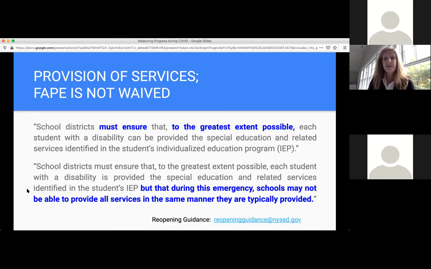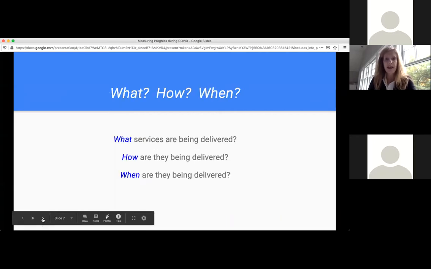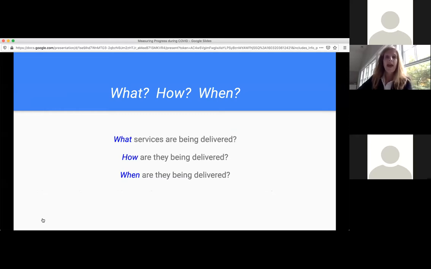So even though this is a time of an emergency, schools still have to provide that special education and related services. It's just not going to be in the same manner that those services and that education are typically provided. And I like to think of this in terms of the what and the how and the when.